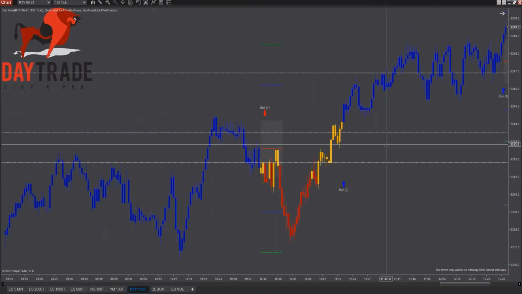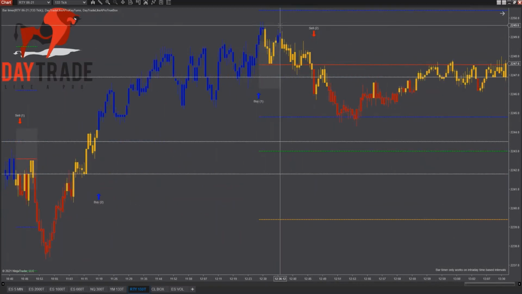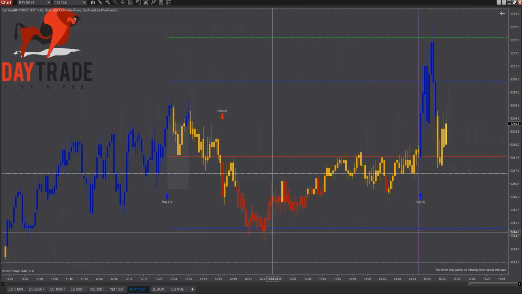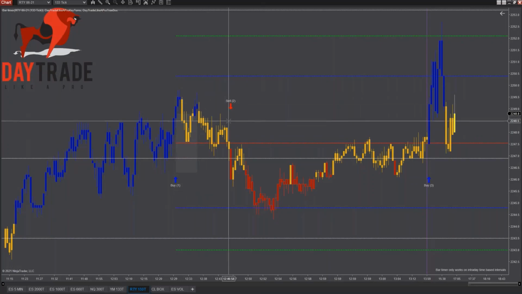Here's a sell signal that works, a buy signal that works, buy signal that doesn't work. You can take this off at break even. Sell signal, not sure if that gets the target. Take it off at break even. Ignore this. It's in Globex and it's going off of this box.